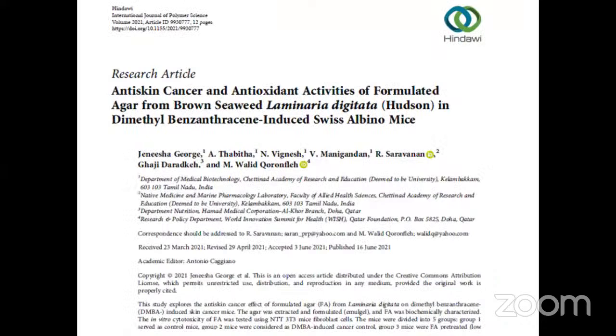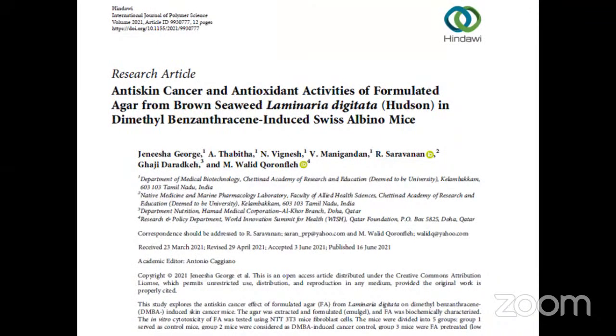And one more student also concentrated on this study for her final semester project work, and instead of aging she wanted to go for anti-cancer activities. She was also interested in agar from the same species, Laminaria digitata. What is the difference between the agar she took for this study and the previous study? In the previous study, the agar was taken as such as a raw material and given to the mice, whereas this girl selected the same phytochemical in the form of agar where it was formulated.